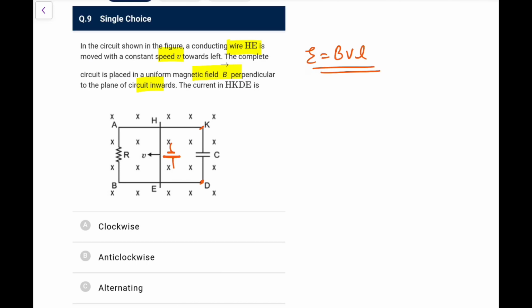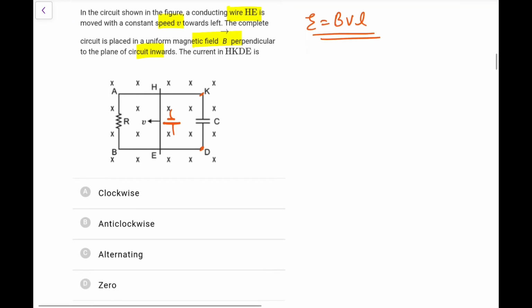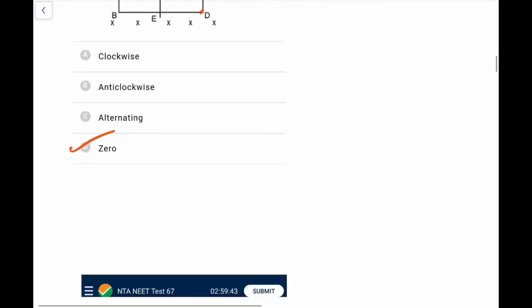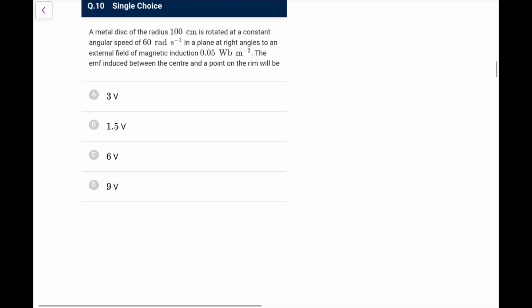So the current in this arm is 0, current will only flow in this AH branch, not in that branch. So the required current is going to be 0 because capacitor voltage is going to remain constant as it moves ahead. Okay, if some resistors or some other thing is given, we would have thought otherwise. Here we will directly assume it will initially get charged, and once it's charged, it won't allow any current to pass through, so it would be 0 as per this question.